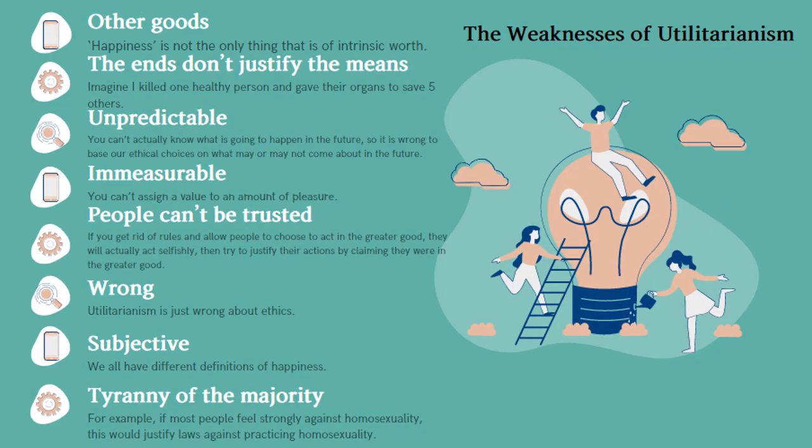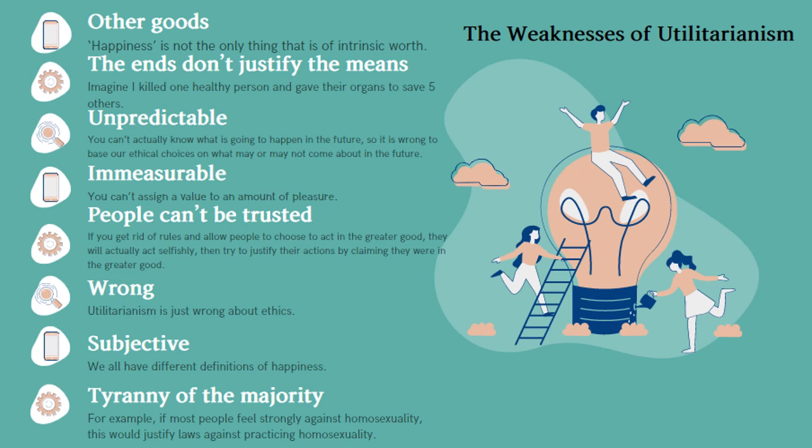On the other hand, here are the weaknesses of utilitarianism. Number one is, what about other goods? Happiness is not the only thing that is of intrinsic worth, but also other goods, other values. It's not just about happiness. And then this theory violates the principle that the ends don't justify the means. Because imagine I killed one healthy person and gave their organs to save 5 others. It is not really acceptable.